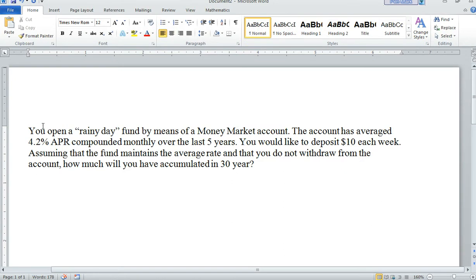Here we have, we're going to open a rainy day fund by means of a money market account. That's just a special type of account. It usually pays higher interest but has stipulations on how much you can withdraw and when you can withdraw. The account has averaged 4.2% APR compounded monthly over the last 5 years. You'd like to deposit $10 each week. Assuming that the fund maintains the average rate and that you do not withdraw from the account, how much will you have accumulated in 30 years?